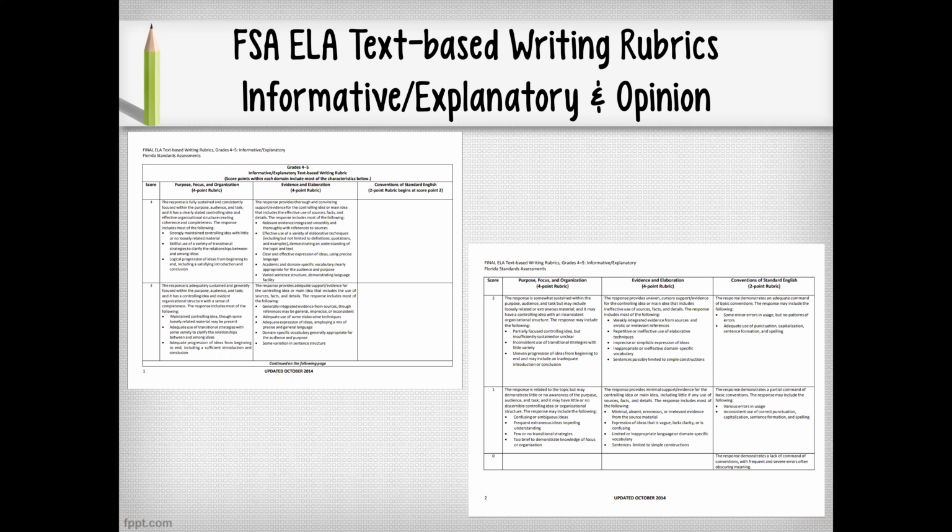One thing that's good to know is that the informative and the opinion rubrics are actually exactly the same, except it'll say controlling idea on informative, and it'll say opinion statement on the opinion. Everything else is virtually the same. So if you're scoring one type and you only have the other type of rubric at your disposal, no worries, it's really the same thing.